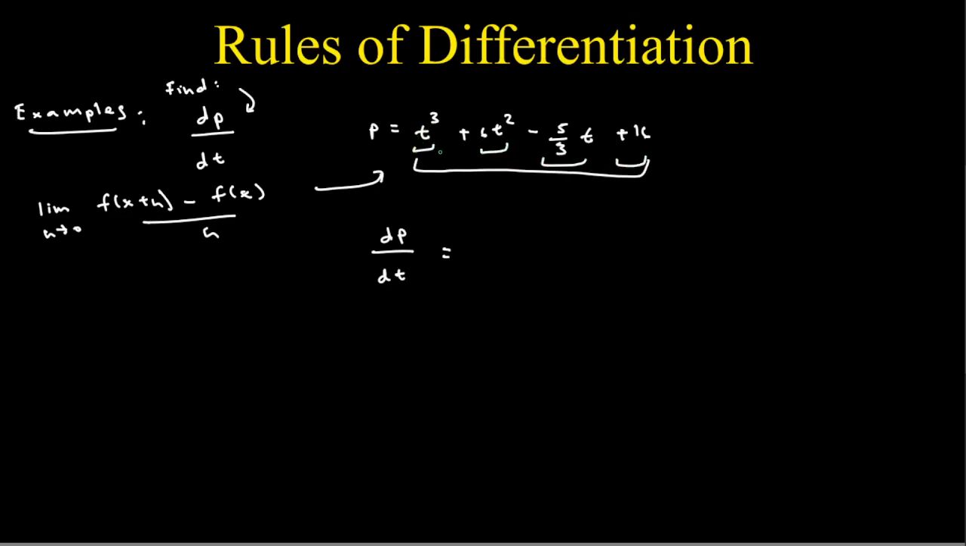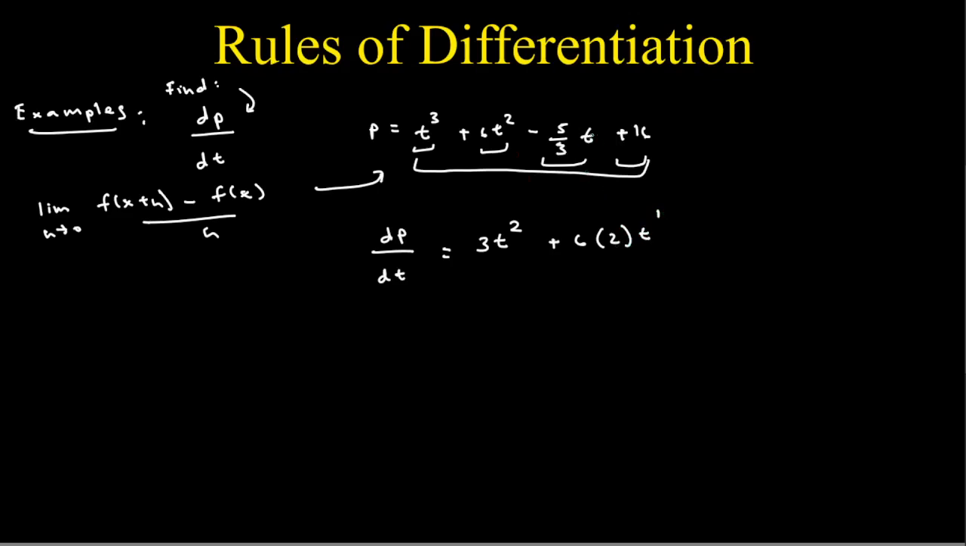So let's look at the first term. This is a power rule. So t to the power of 3, using the power rule, the derivative of that is just 3 times t squared. And then here, it's very similar. We have a powered function, but we have a constant in front of it. So that's the same thing as having the constant, and then we apply the power rule, so taking down the 2, and then t to the 1.